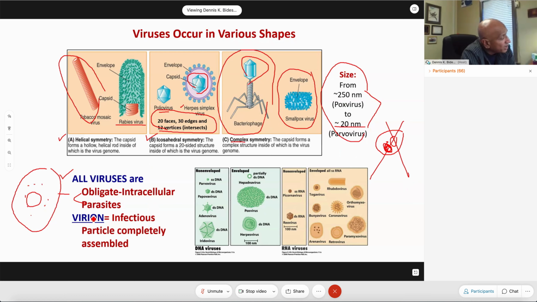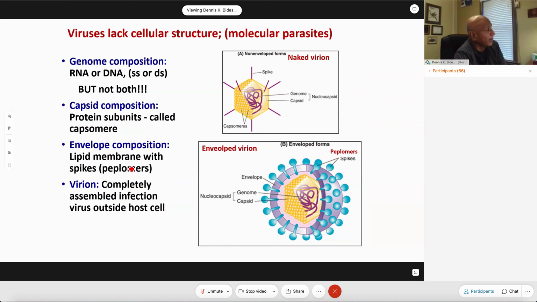Now, a fully infectious assembled organism is called a virion. So the thing that causes infection, like COVID-19, we call the infectious particle a virion. Viruses can have many different shapes, as I showed you before. They're all obligate intracellular parasites, and the infective particle is called a virion.